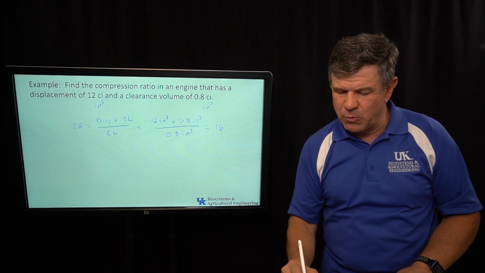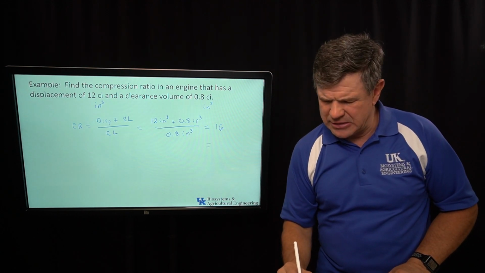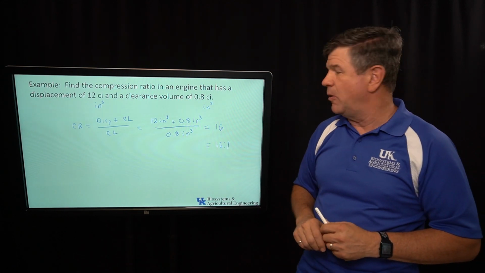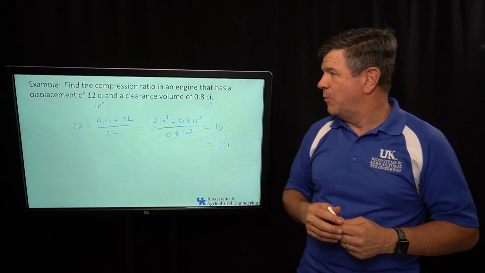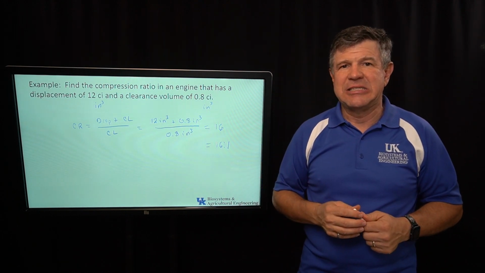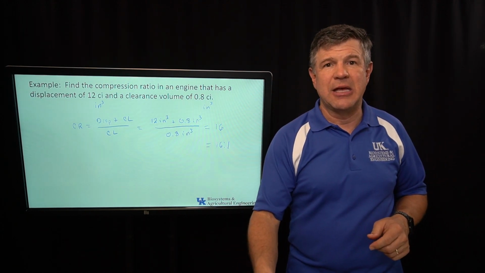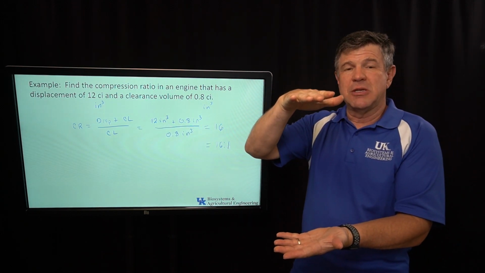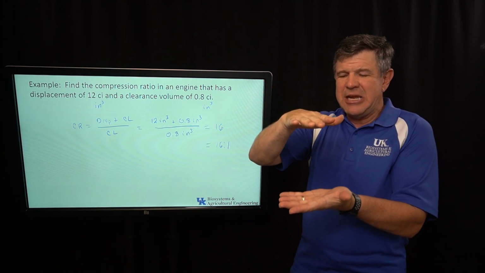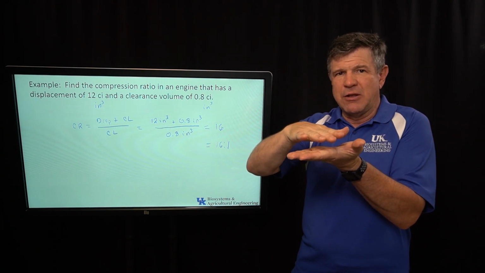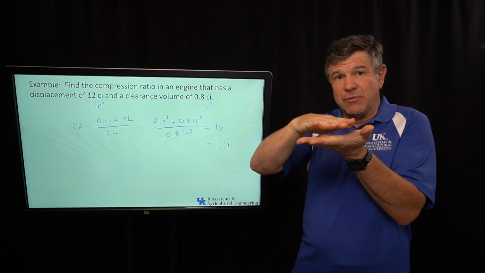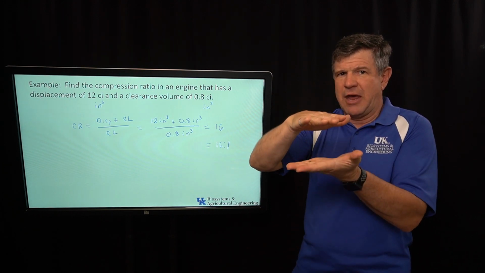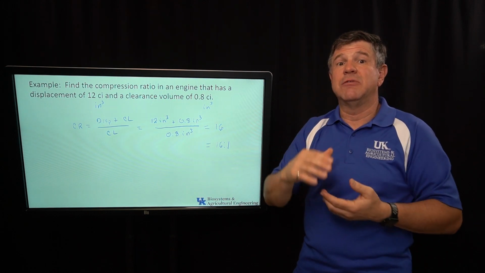Now what we often will do is we'll write this as 16 to 1. We'll put a colon in there, and we'll say that that compression ratio is 16 to 1. So what is that saying? That's saying that the total volume, the big volume when the piston is all the way down, is 16 times bigger than the clearance volume, the compressed volume when that piston comes all the way to the top. So we're compressing that volume by an amount of 16 to 1.